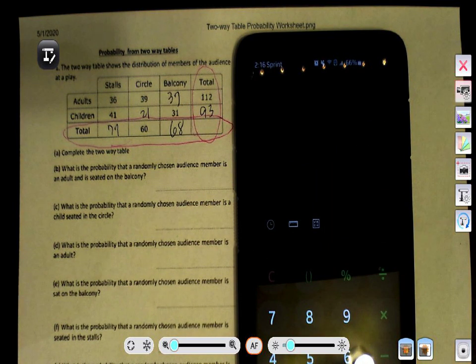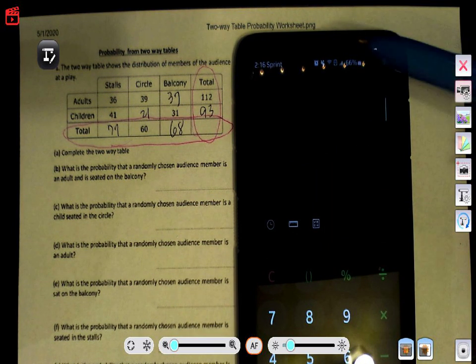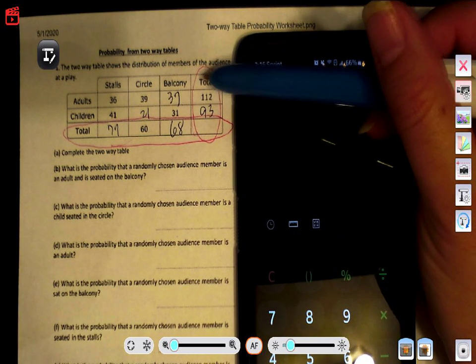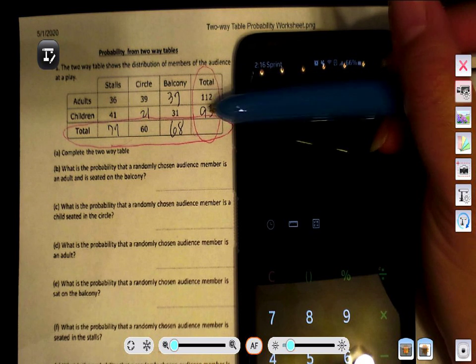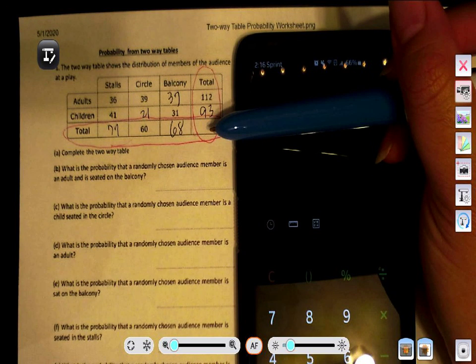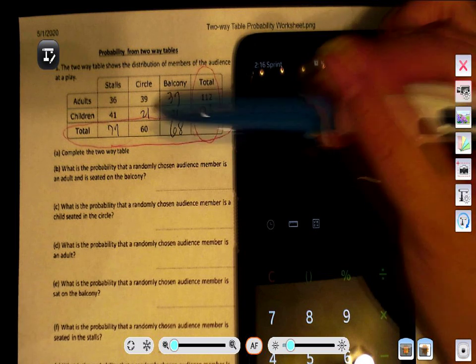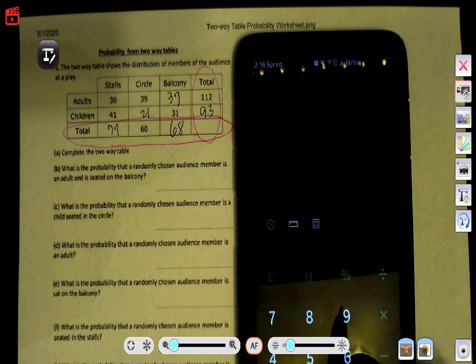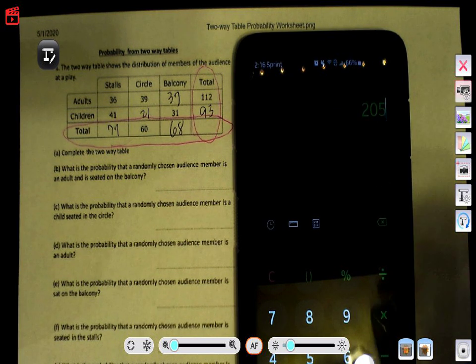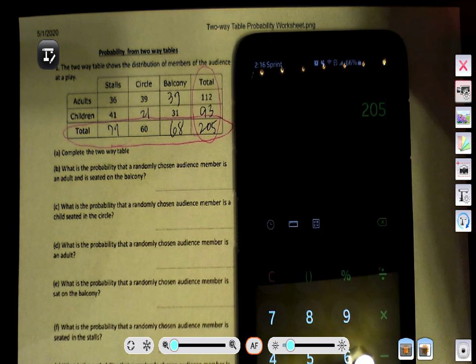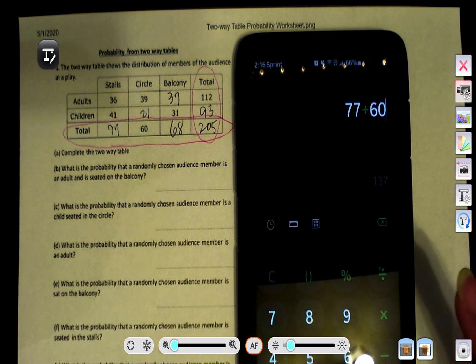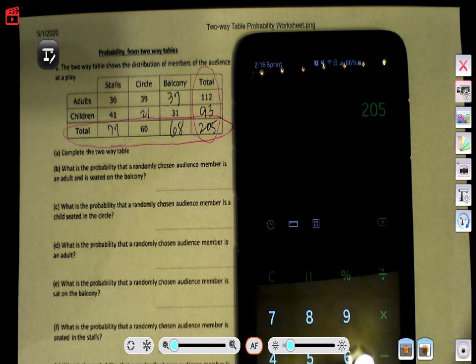Okay. Now, just like the Edpuzzle said, this bottom number where it overlaps is the total number of people altogether. So whether I add the number of adults and children to find out the total number of people, or add everybody that said stalls, circle, and balcony, it should come out to be the same. So let's just double check that. 112 plus 93 is equal to 205 total people. And if I do 77 plus 60 plus 68, that's also going to be 205 people. So I know that I filled in the table correctly.